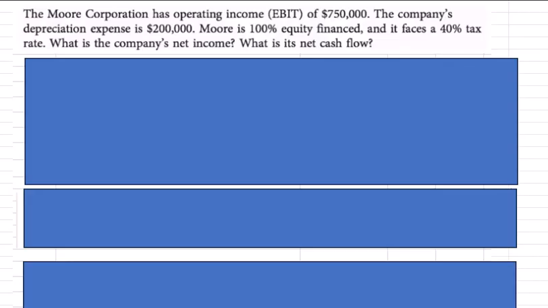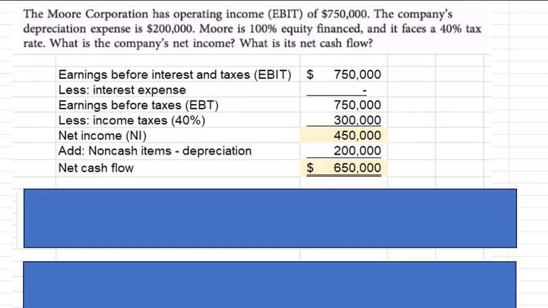A corporation has operating income, or EBIT, earnings before interest and taxes, of $750,000. The company's depreciation expense is $200,000. It is 100% equity financed, that means it has no debt, and it faces a 40% tax rate. Calculate the company's net income and its cash flow. All right, so let's take a look at that.